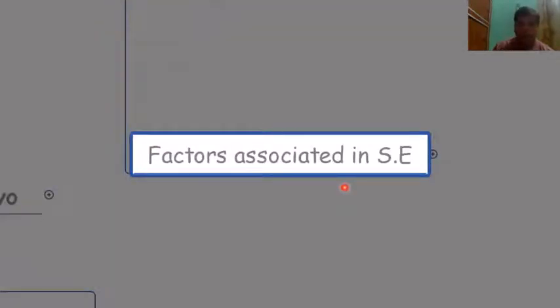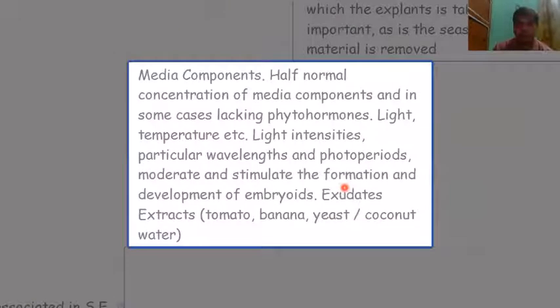Now, the factors associated with somatic embryogenesis. As far as the media component is concerned, scientists have found that half the normal concentration of media component, even without phytohormones, actually promotes the somatic embryogenic response.